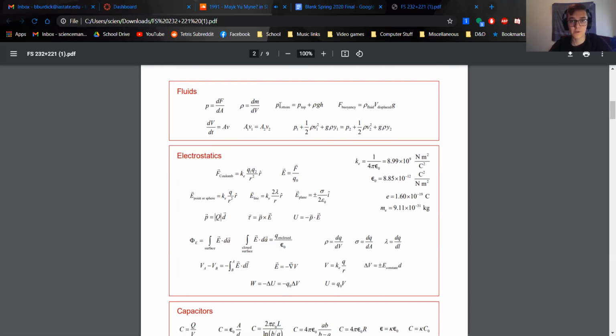So this first one here only applies for static liquids. So if your fluid is moving, this is technically not true. You have to be a bit careful there.